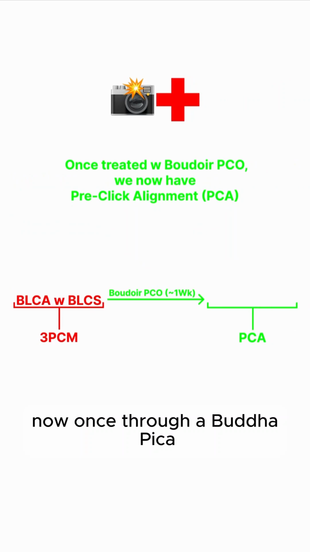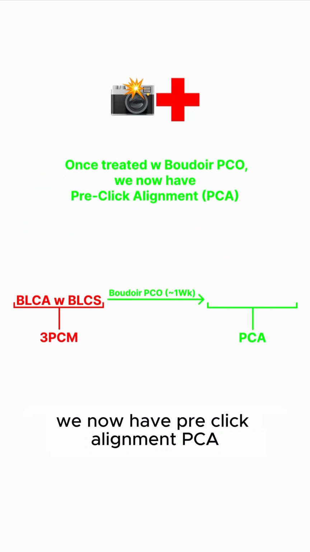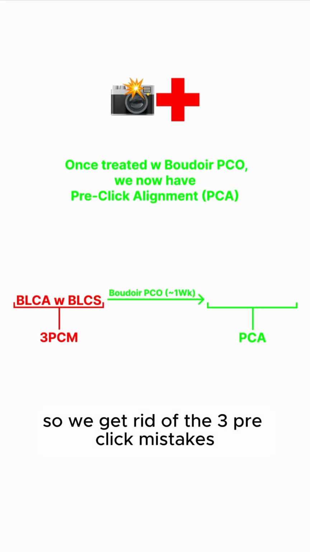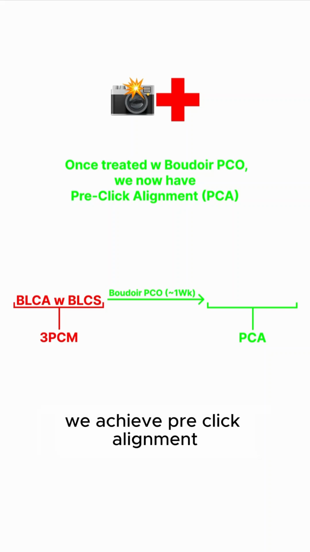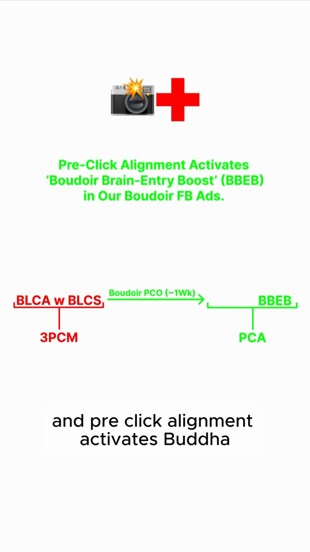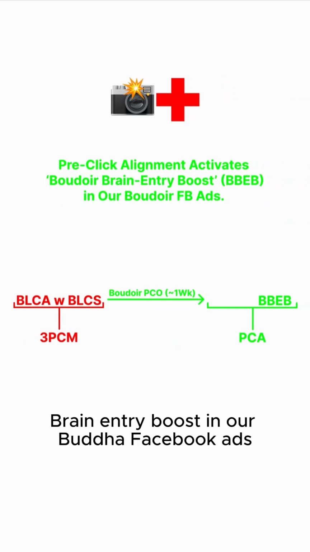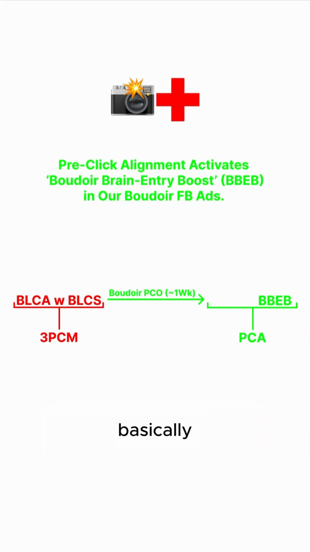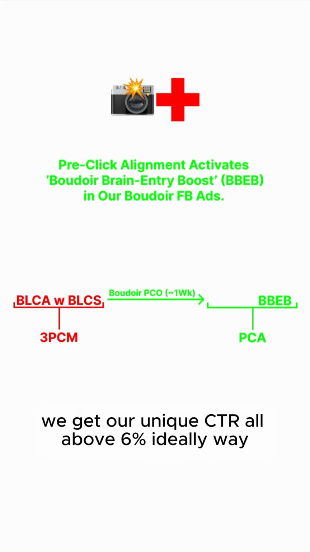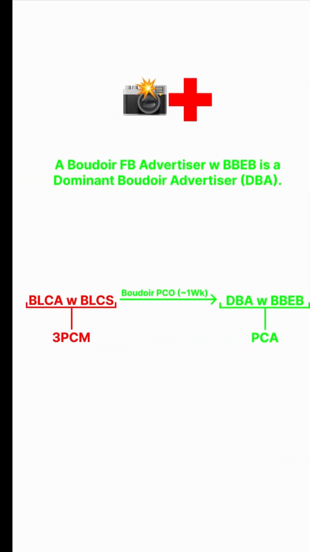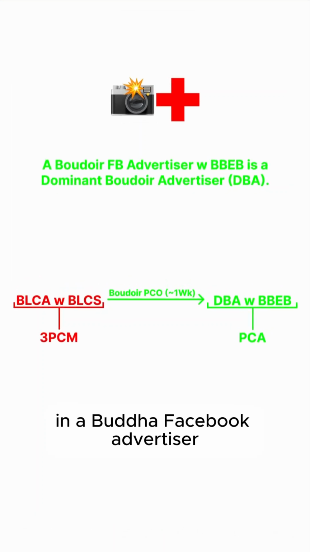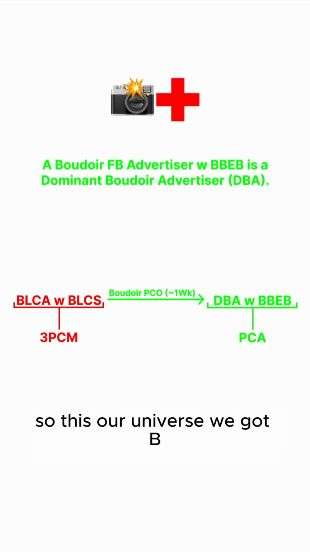Now, once treated with Boudoir Pico, we now have pre-click alignment, PCA. So we get rid of the 3 pre-click mistakes. We achieve pre-click alignment, and pre-click alignment activates Boudoir brain entry boost in our Boudoir Facebook ads. Basically, we get our unique CTR all above 6%, ideally way, way, way above it. And a Boudoir Facebook advertiser with Boudoir brain entry boost is a dominant Boudoir advertiser, a DBA. So this is our universe.